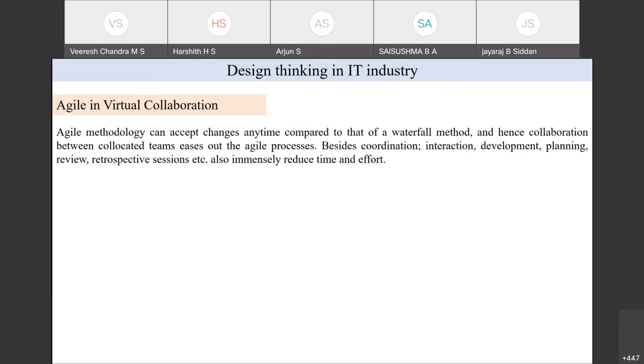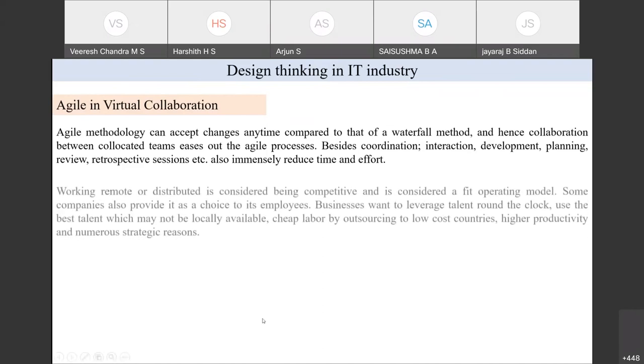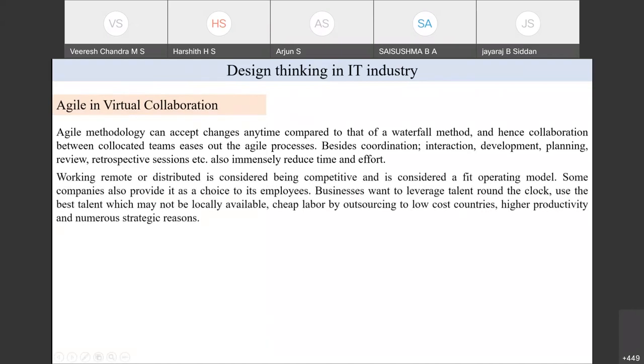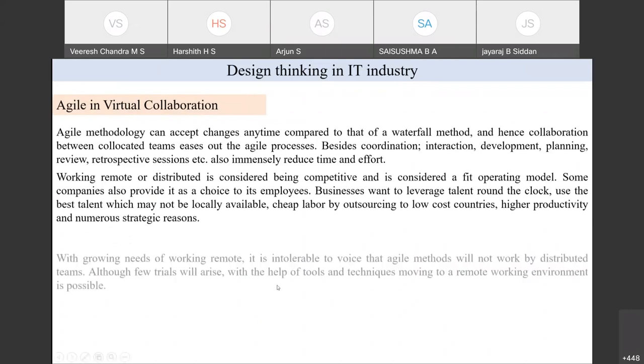Besides coordination, interaction, development, planning, review and retrospective sessions, etc., also immensely reduce time and effort. In order to do all these things, people have to be there together. This is what our mental thoughts tell us, because it is agile. With the agile methodology which we are adopting, changes are there every now and then, and the changes will be adopted. So is it really possible to work remotely and implement this agile methodology?